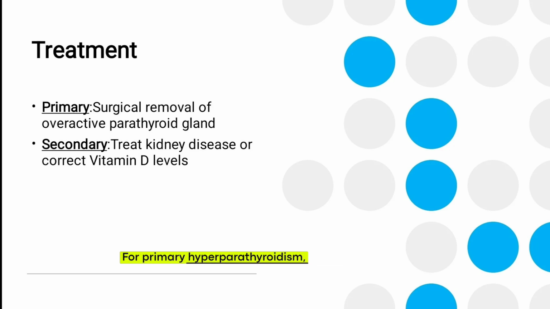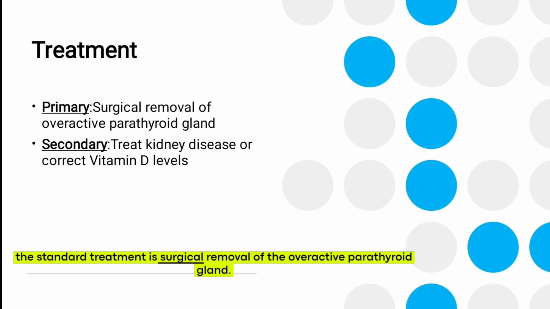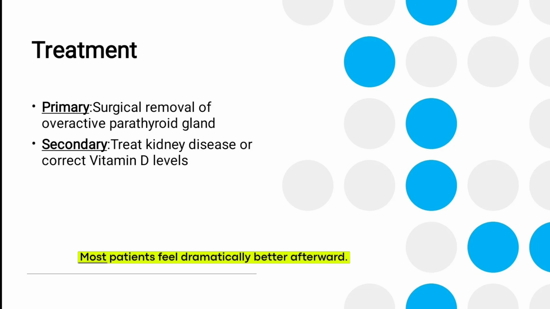Now let's talk about treatment, and it depends entirely on which type you have. For primary hyperparathyroidism, where a tumor or enlarged gland is causing the problem, the standard treatment is surgical removal of the overactive parathyroid gland. It sounds scary, but it's a very common and highly effective surgery. Most patients feel dramatically better afterward.